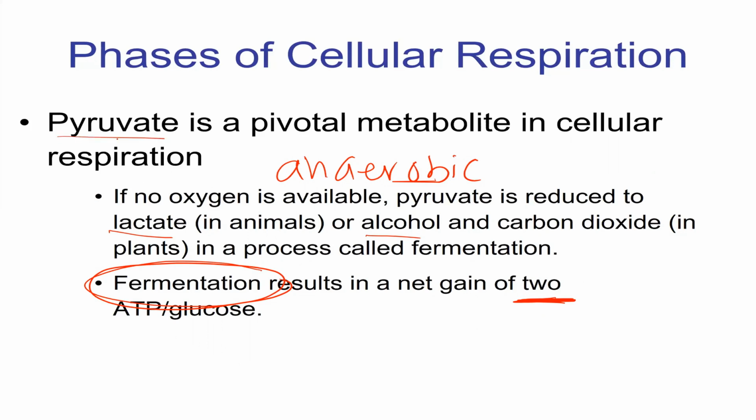So if oxygen is not available, pyruvate becomes something else and does not go on to the citric acid cycle.